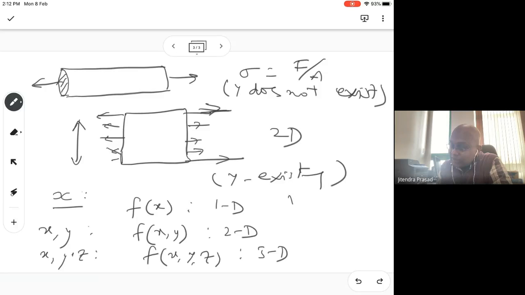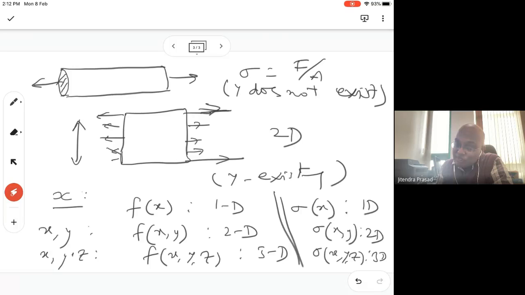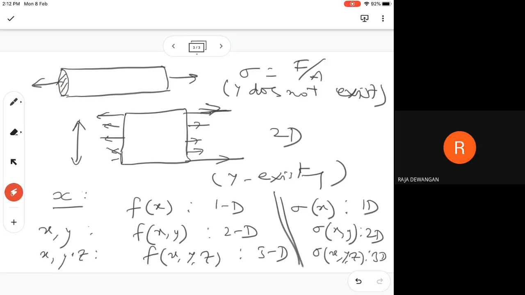If sigma is a function of x only, this is 1D. If sigma is a function of x and y, this is 2D. If sigma is a function of x, y, z, this is 3D. So in this case, we are not finding what the stress is here or here. We are saying the stress is uniform for the whole section. Hence, it is a 1D problem. You got it?